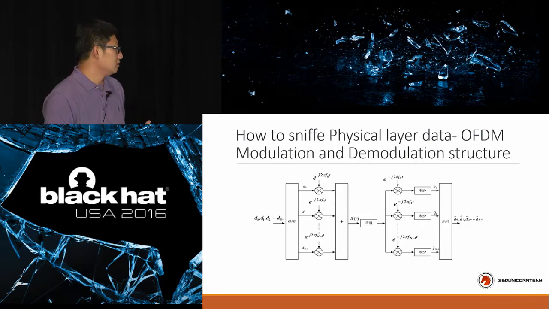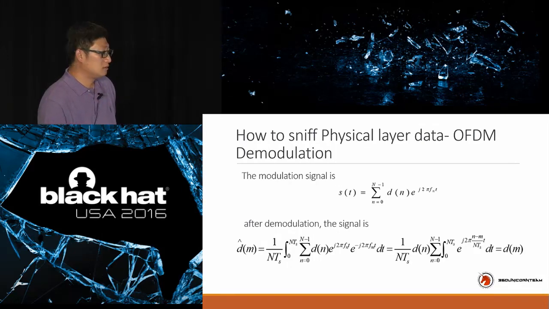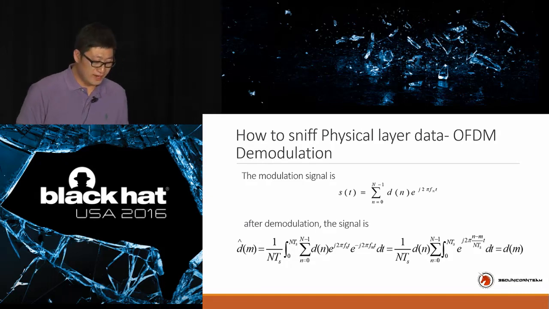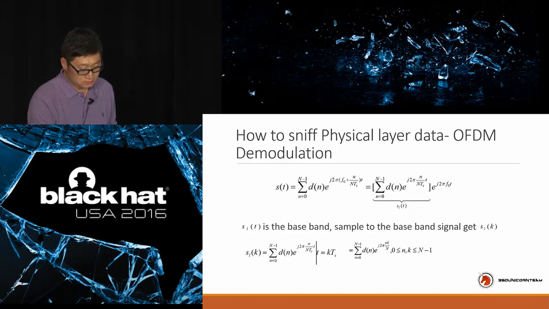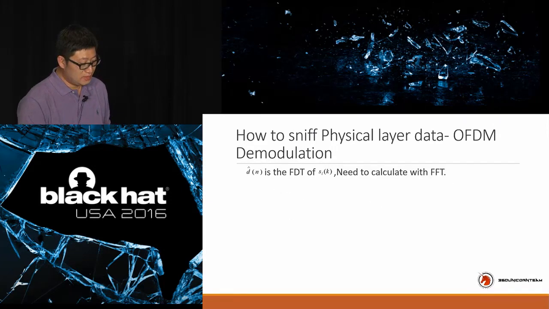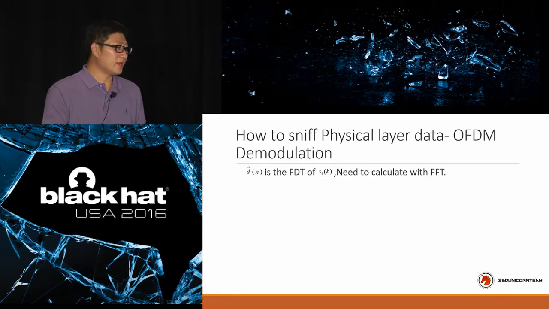Okay, next we will talk about the modulation and demodulation. This is the structure of the modulation and demodulation. S(t) is a modulation signal, and after demodulation, we can know the Dn is the baseband multiplied by the carrier frequency. So we can know the Dn is the DFT of the S(t), because S(t) is easy to get, so the Dn is easy to get.